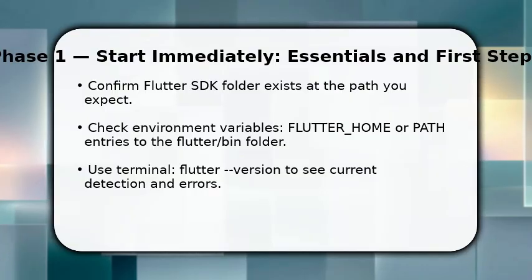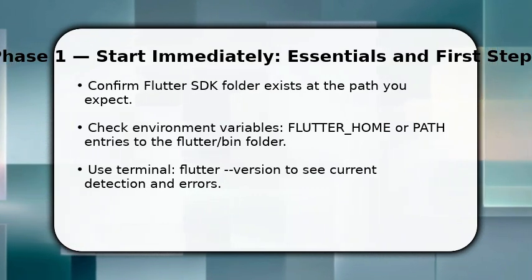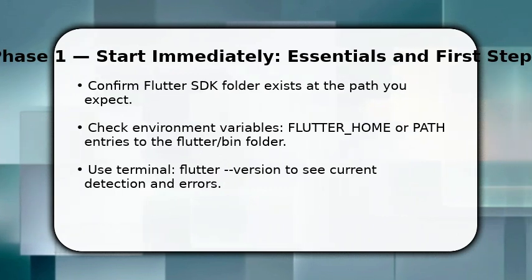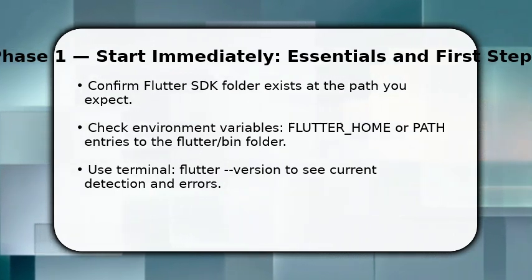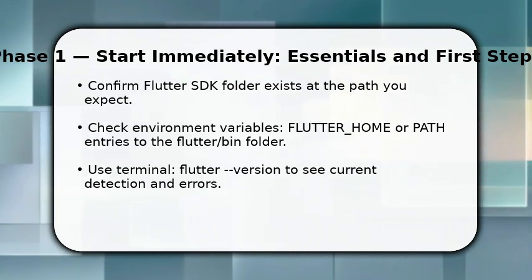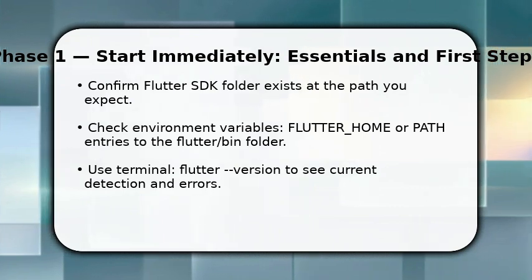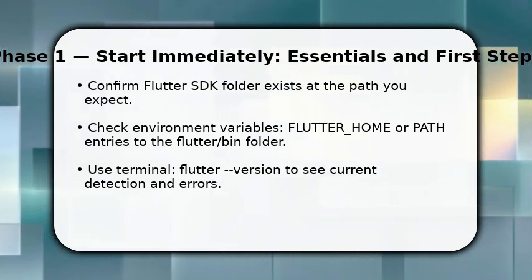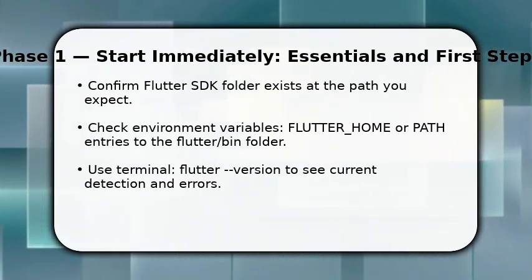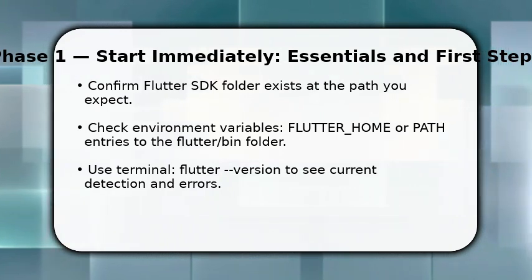Enjoy the video. You start by verifying prerequisites. Make sure you have a downloaded Flutter SDK and a terminal ready. First, check the exact folder path where the SDK lives. Once done, inspect your environment variables, FLUTTER_HOME or a PATH entry pointing to flutter/bin. You run flutter --version to force the system to probe that path. If it prints a clear error, note the path shown. This gives you a factual starting point and reduces guesswork before you change system settings.